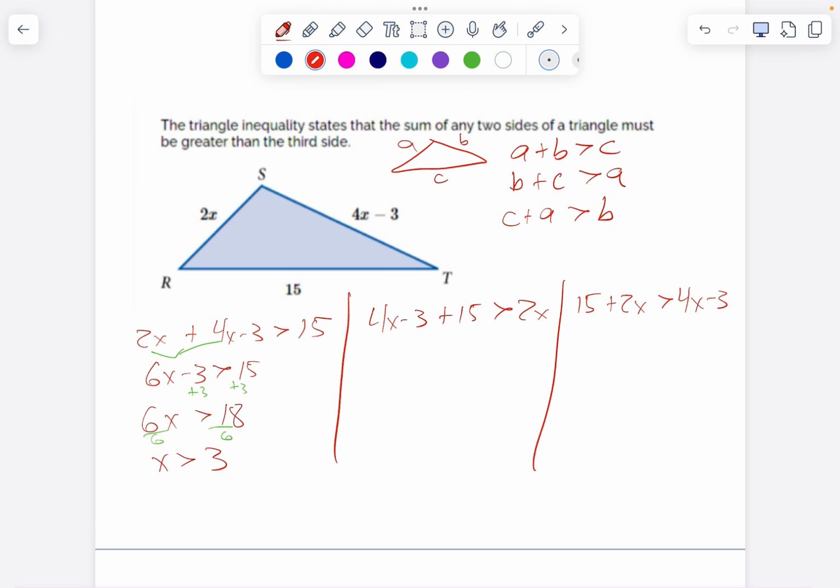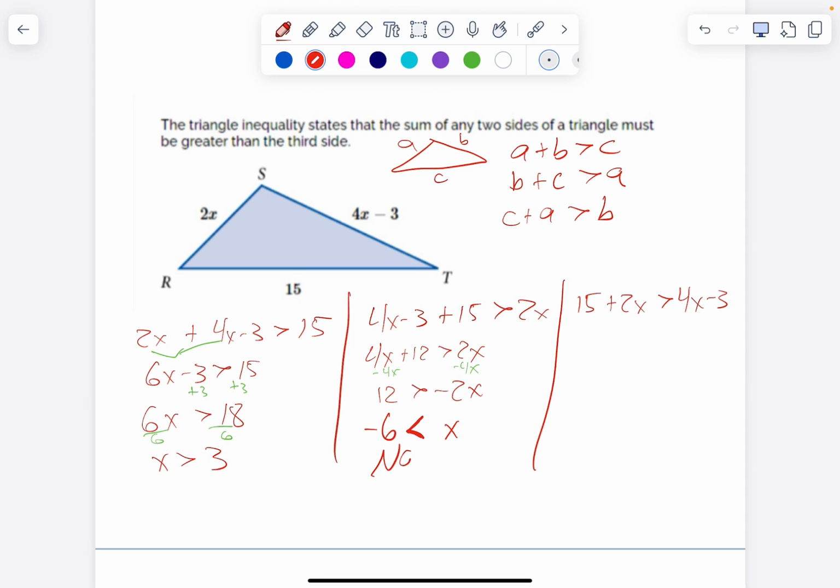The middle one, we'll combine those like terms and get 12. And then if we subtract the 4x, we get negative 2x on the right. And we can see that that one is going to yield a negative result. We do have to flip the inequality, remember, when you divide by a negative. But anyway, this is basically telling us that we could have some negative values that are okay, which we know is not okay. So this one is nonsense, meaning it doesn't tell us anything.